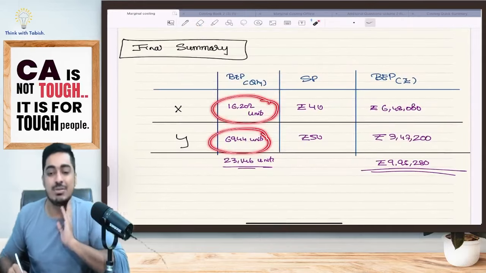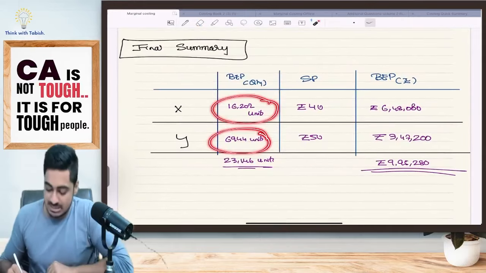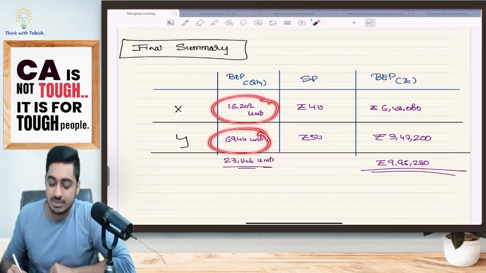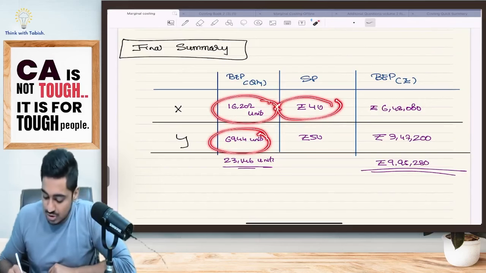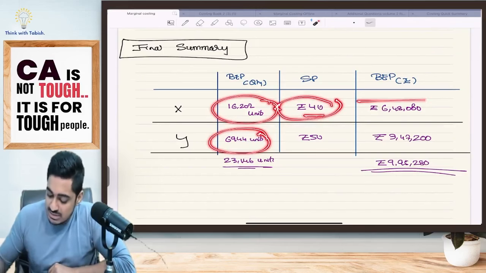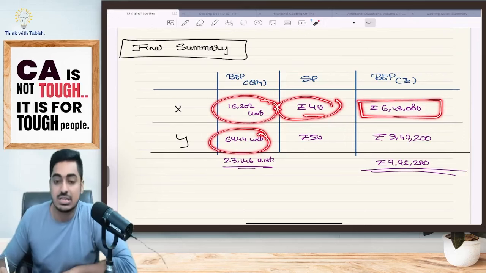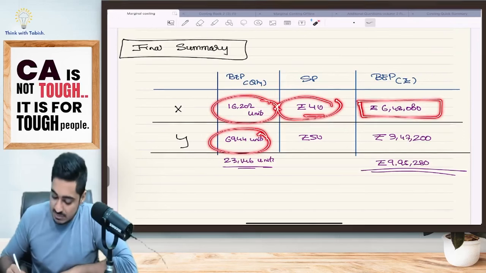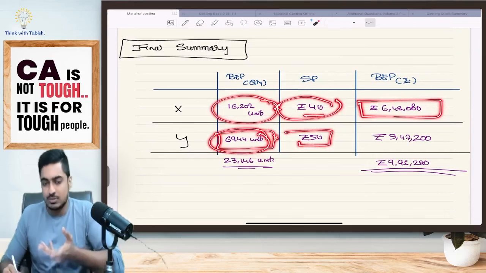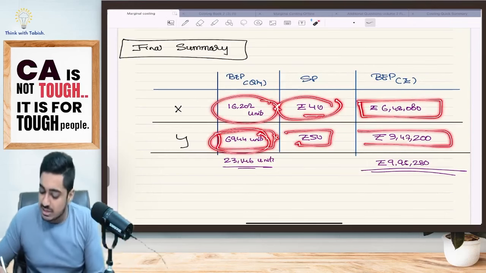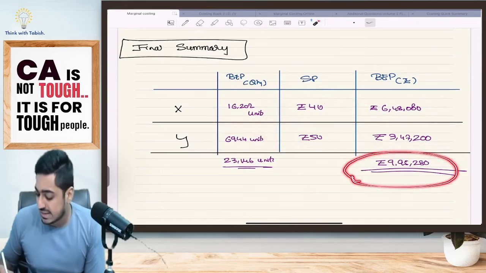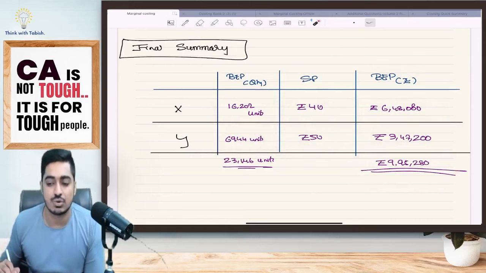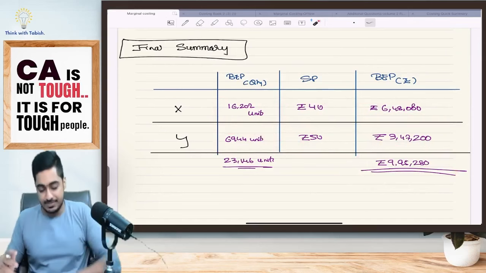Now tell me one thing, every unit of X, at what price am I selling? Look at the question. Every item of X I am selling at 40 rupees. If I sell 16,202 units, every item at 40 rupees, what will be my sale value? It will be 6,48,080. Yes or no, everyone? Yes, sir. If I am selling 6,944 units of Y, at what price am I selling every item of Y? 50 rupees. What will be my sale value of Y? 347,200. What is my total sale value? 9,95,280. Yes or no, everyone? Yes, sir.